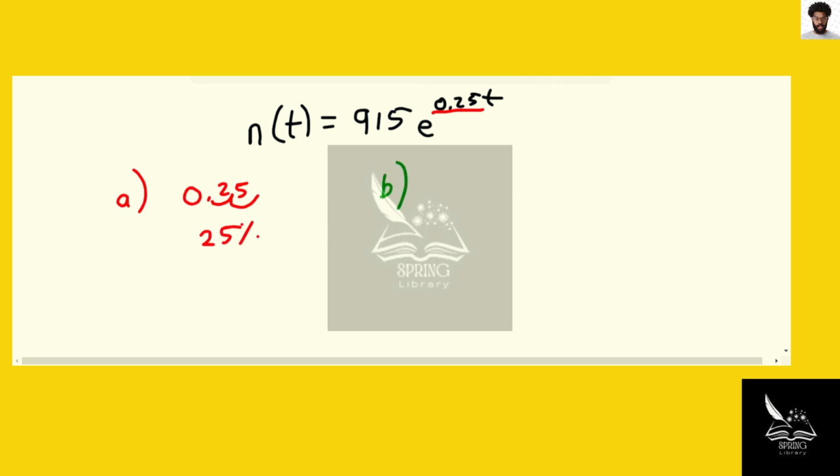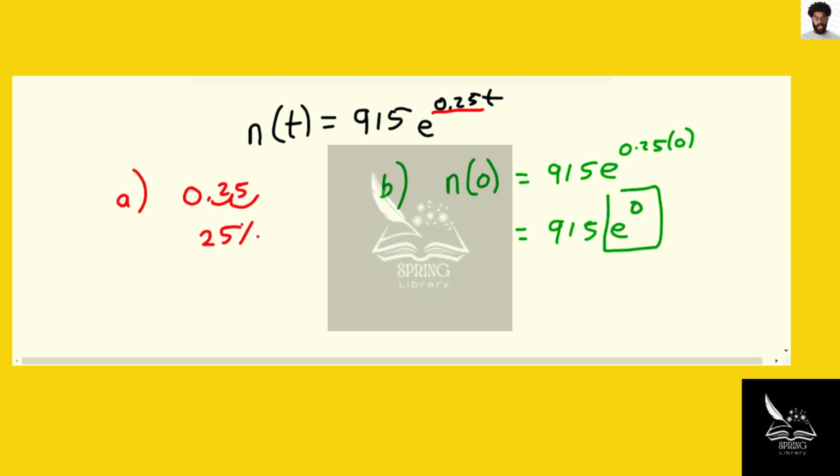Now, part B says what's the initial population, meaning when t is 0. So if we found it by substituting a 0 for t, we'd have 915 times e to the 0.25 times 0 power. Well, anything times 0 is 0, so we'd have 915 times e to the 0 power, and anything raised to the 0 power is 1. So we just have 915. So that would be the initial amount. Remember, it's always the number in front.